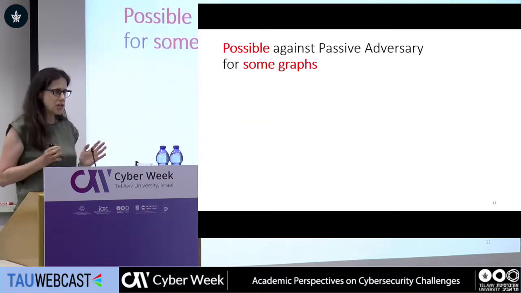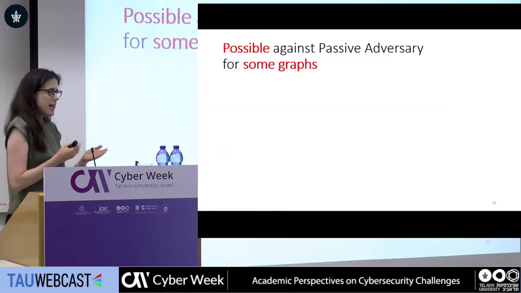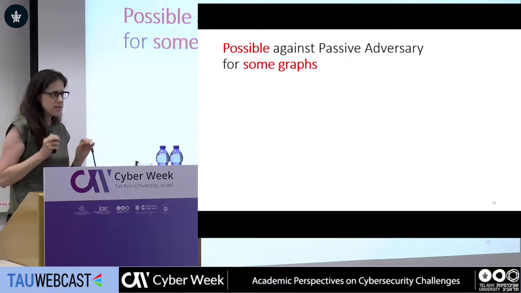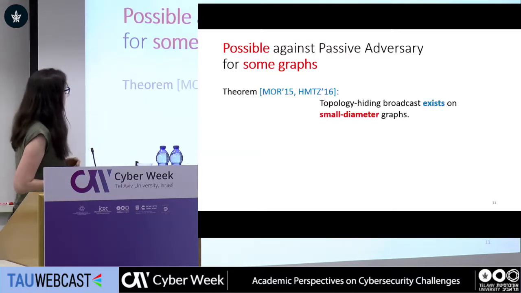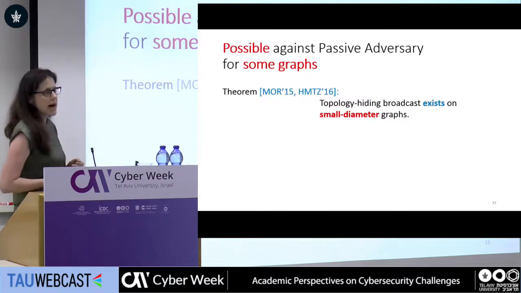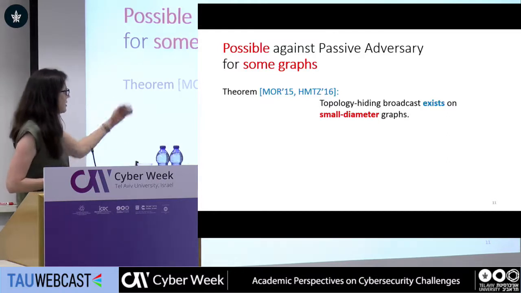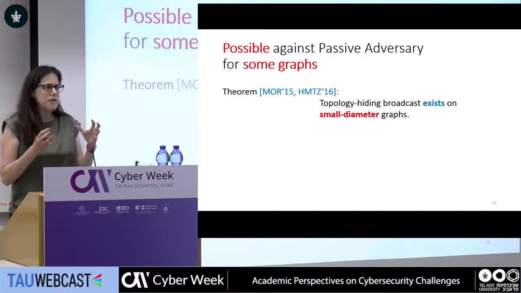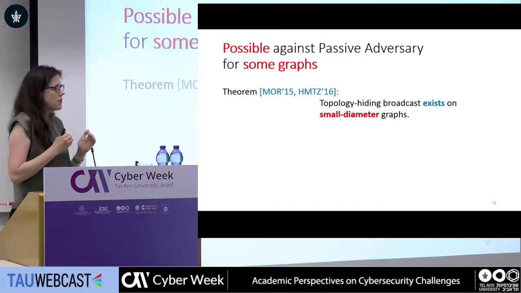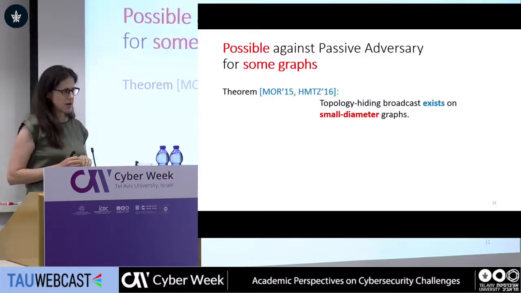If we are restricting ourselves to passive adversaries, ones that cannot abort, they follow the protocol, but they listen to the messages and try to learn more information than they should. In this case, it was shown that topology hiding broadcast is possible for some topologies of the network. In particular, by Moran et al. It was shown that it exists if your graph is small diameter, which means that if you go just a few steps, you can reach any node in the graph. It's a very well-connected graph.